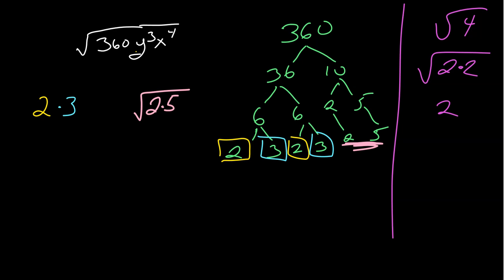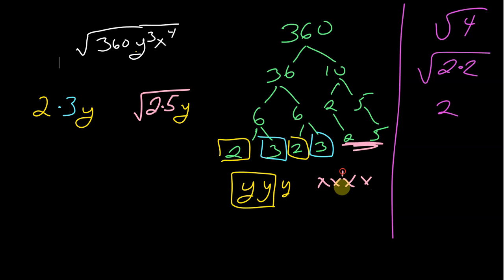Okay? Now we have to deal with the variables. So notice I have a y cubed. So that's a y times a y times a y. Look, I have a pair of y's, so that's going to give me 1 y on the outside. And I still have that 1 left that doesn't have a partner, so it stays on the inside of the radical. And then I also have those x's there, and there's 4 of those, right? So x times x times x times x. Here's a pair, so that gives me an x on the outside. Here's another pair, so that gives me another x on the outside of the radical.